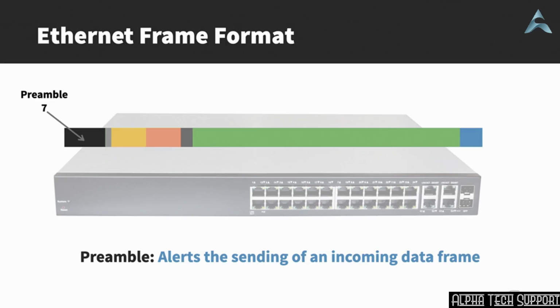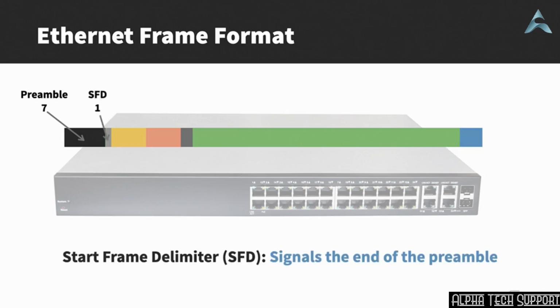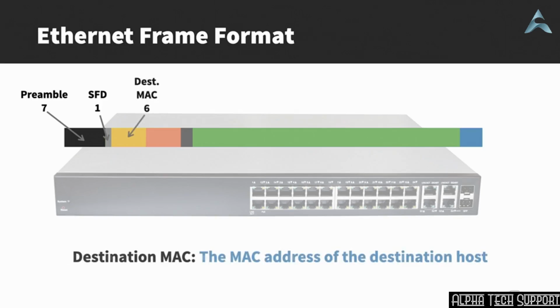It begins with a preamble of 7 bytes. This is going to send an announcement to say, here comes a data frame. Then there's another byte to say, and the data frame begins now. This SFD field, 1 byte in length, signals the end of the preamble and says, here comes the layer 2 data frame right now. And that's followed by the destination MAC address, the MAC address that an Ethernet switch is going to use to make an intelligent forwarding decision.